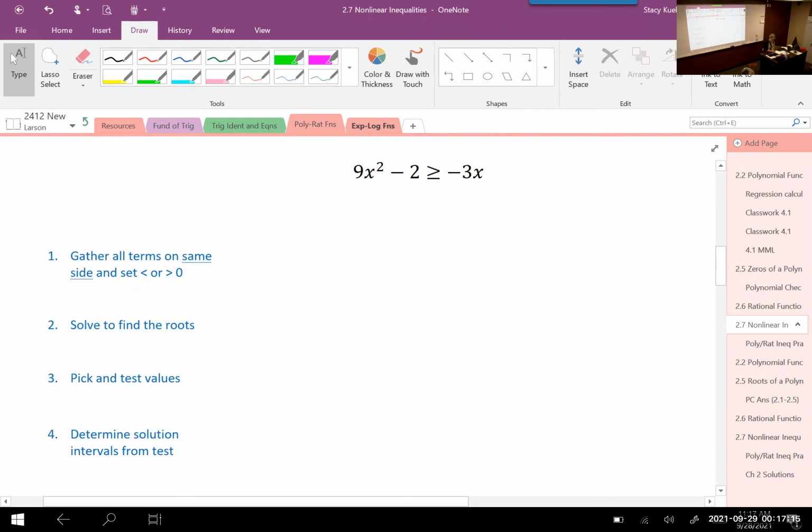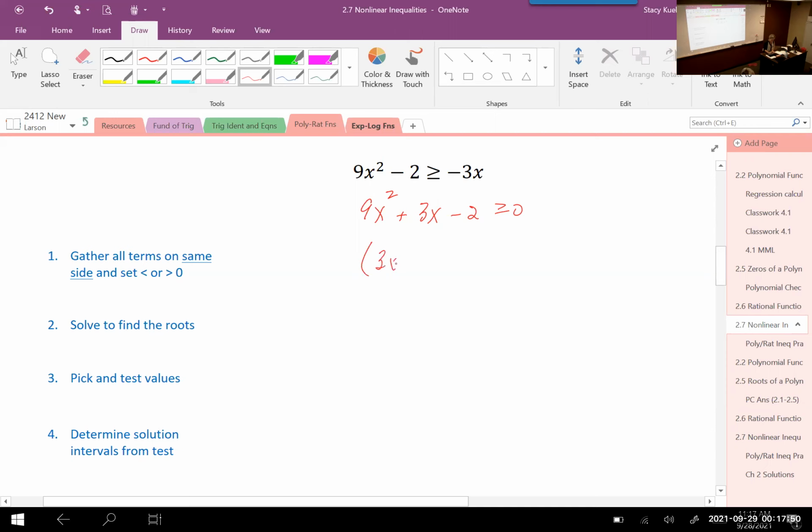So we just move the 3x over to the side and set it greater than or equal to 0. I'm going to move the 3x over to the left, and I end up with 9x squared plus 3x minus 2 is greater than or equal to 0. To solve it, we're going to set it equal to 0, right? Because I'm interested in where the function actually crosses or touches, right? What the solutions are. So when I solve this, I'm going to do that by factoring. I want to know what the roots are of this polynomial.